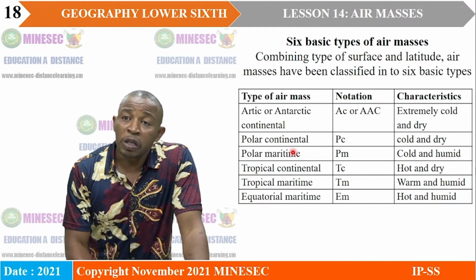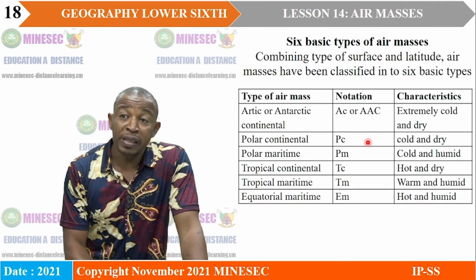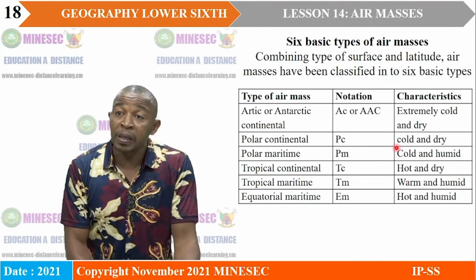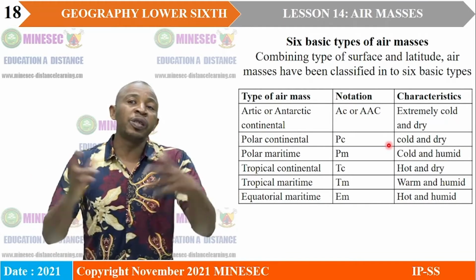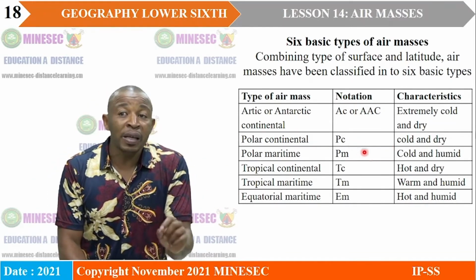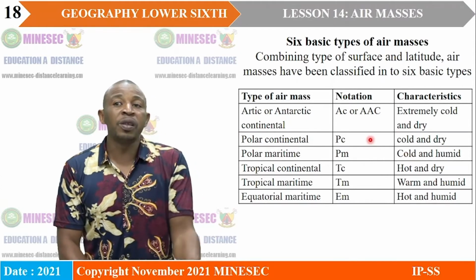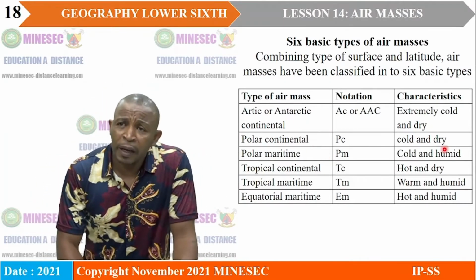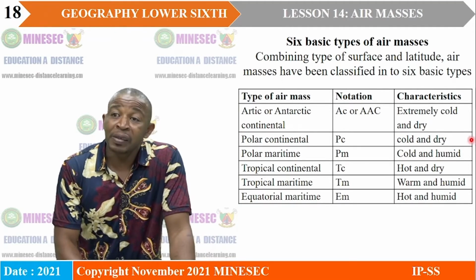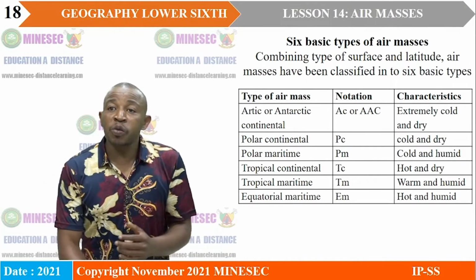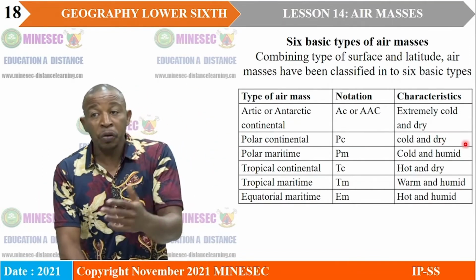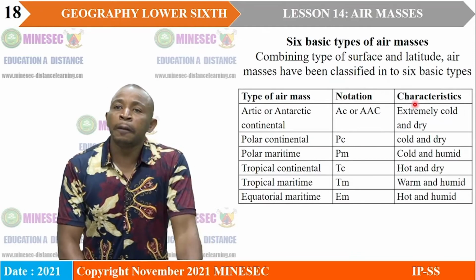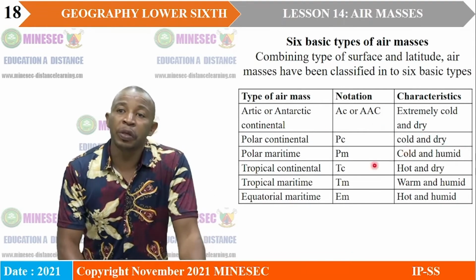Then we have next, the polar continental. The polar continental here is denoted as PC. It could also be CP, small c and capital P, that is the old classification. So if you see it anywhere, it shouldn't be confused. Sometimes you can write it as small c and capital P, CP, instead of PC here. So that was an old classification, although it is still being used today. Then, what are the characteristics of this polar continental? They are cold and dry. Remember these ones, Arctic, are extremely cold, but these ones are just cold and dry. So they have almost similar characteristics, but for the fact that the Arctic and Antarctic continental are extremely cold.